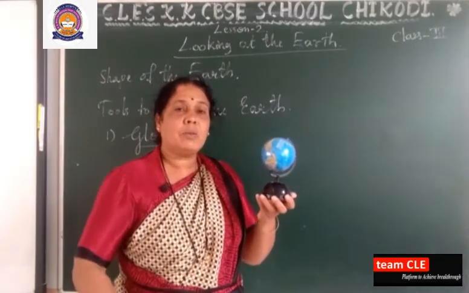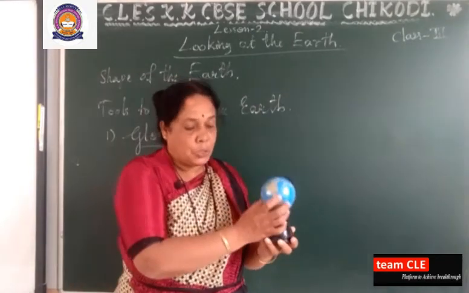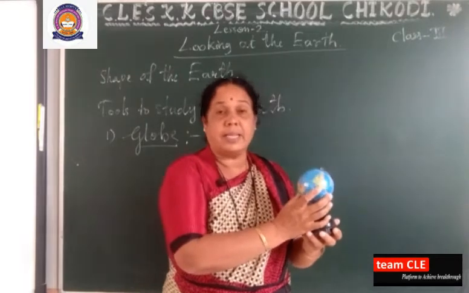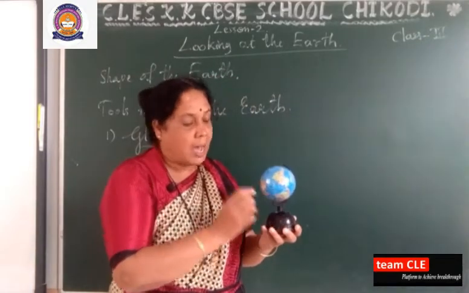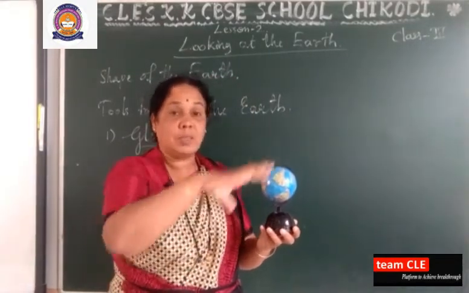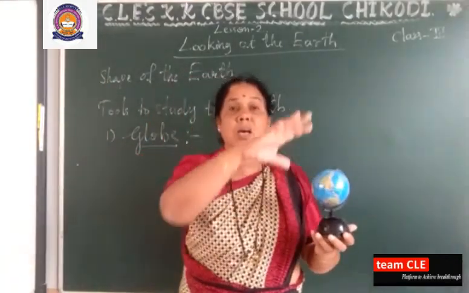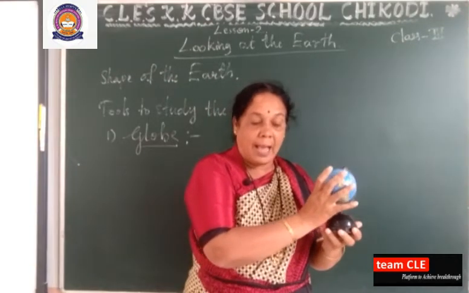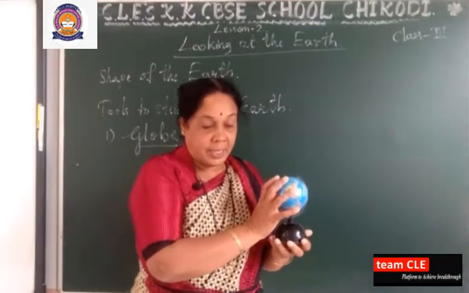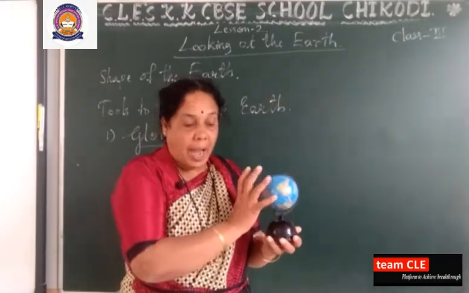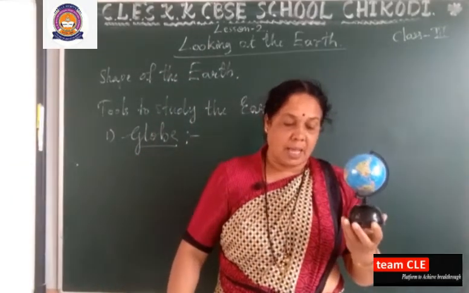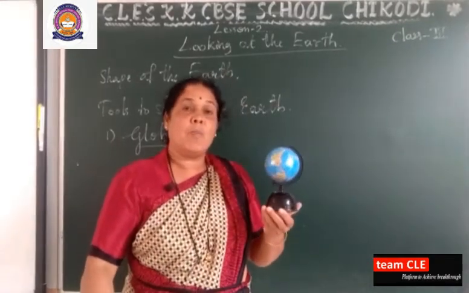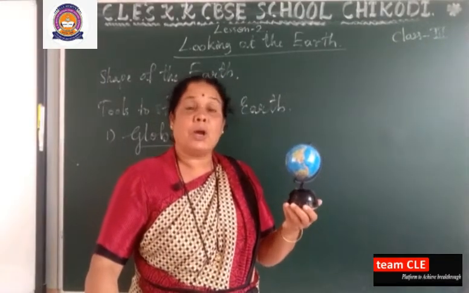So what is the use of this globe? This globe shows how the oceans, countries and continents are placed on the earth, on the complete earth. How much part of the earth has oceans, how much part is continents, and countries, all these things are placed on the earth's surface. So this model of the earth is called a globe.